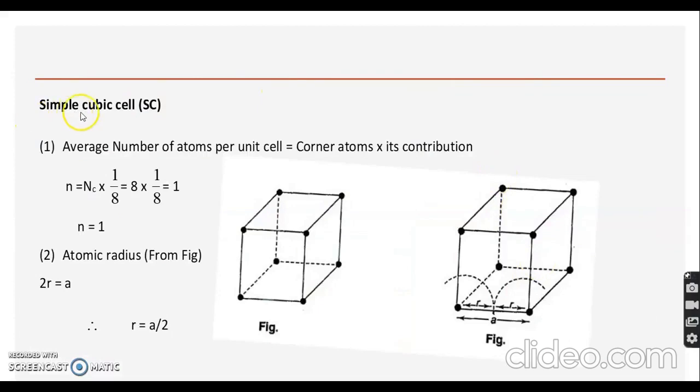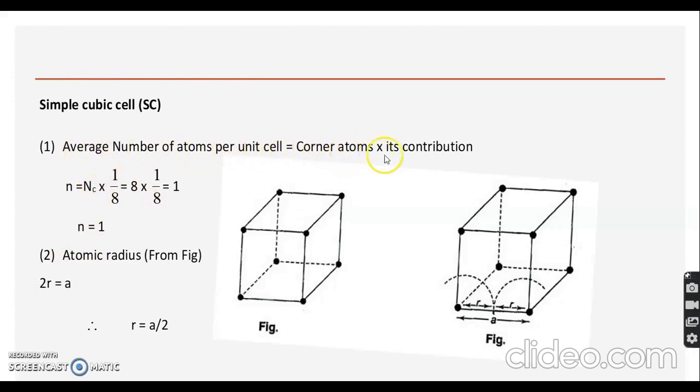Now we will go one by one for each of the cubic cells. What are its basic parameters? The four basic parameters we'll be talking about are the average number of atoms per unit cell, small n, the atomic radius R, then the coordination number, and also the APF. So first we go to the average number of atoms per unit cell.